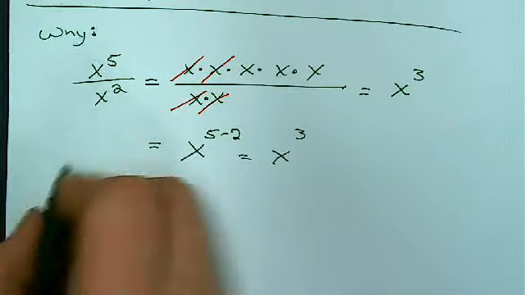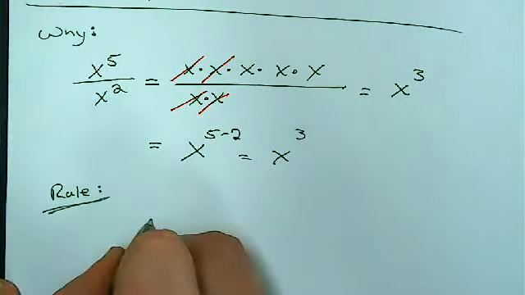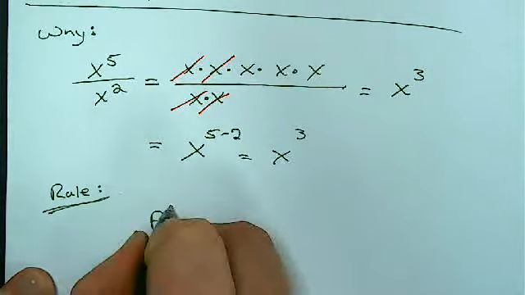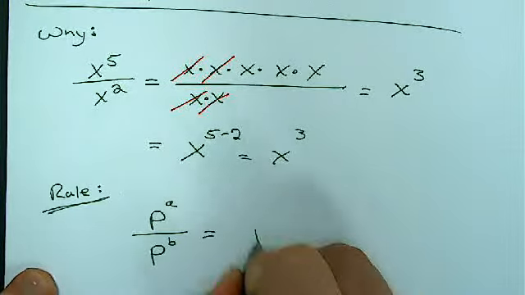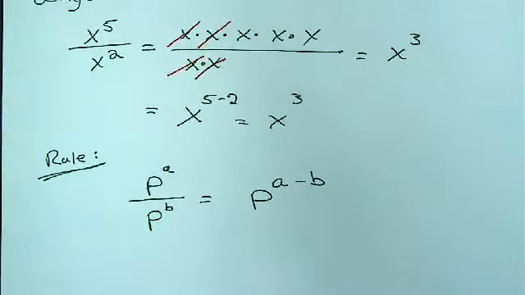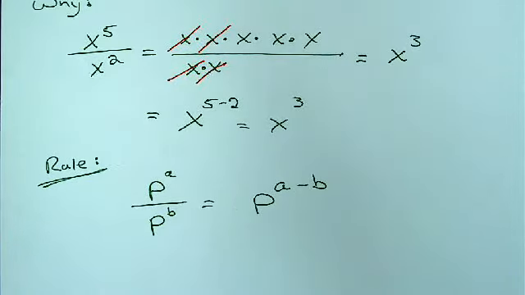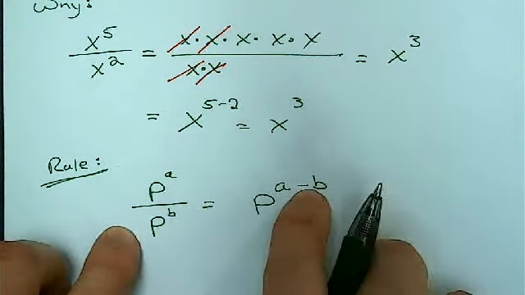So the rule is this. Let's use different letters. P to the A divided by P to the B is P to the A minus B. Now, one trick to this: if you remember multiplication, we added; division is the opposite, so we subtract. If you remember, multiplication is addition. This is the opposite, so we do the opposite, we subtract.